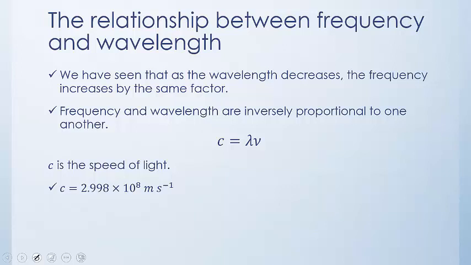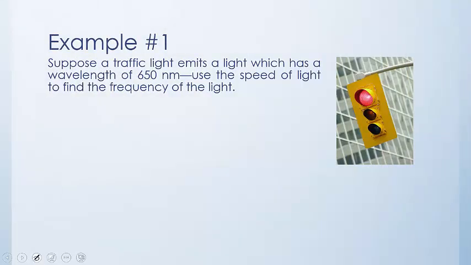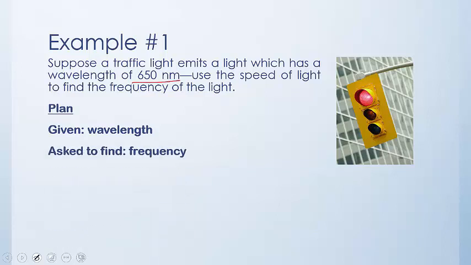Let's try an example and apply what we've learned. Suppose a traffic light emits a light which has a wavelength of 650 nanometers. Use the speed of light to find the frequency of the light. Okay, before we begin this problem, let's plan a course of action. We're given the wavelength of the light, 650 nanometers. We're also told that we can use the speed of light, and we're asked to find the frequency of this light source.